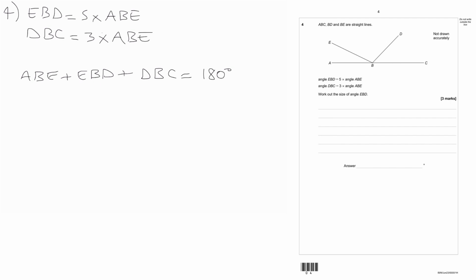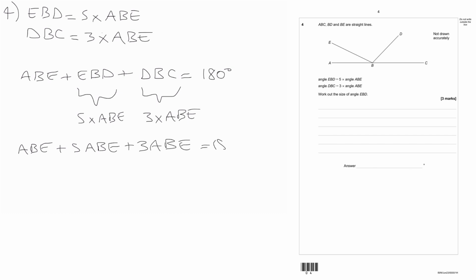Well, what we're going to do is we're going to substitute in our value of ABE into here. So we know that EBD equals 5 times ABE, and we know that DBC is 3 times ABE. And now we have an equation which has one unknown, which means we can now solve this. So we have ABE plus 5 ABE plus 3 ABE equals 180 degrees. So that gives us 9 ABE equals 180 degrees. So let's divide both sides by 9, cancel out on here, and we get that ABE equals 180 divided by 9, which is 20, and it's in degrees.